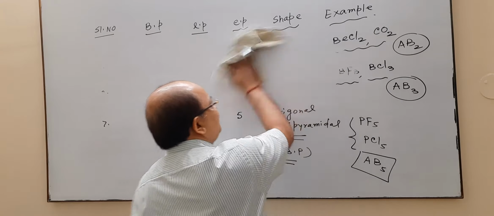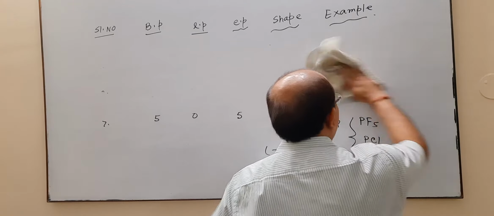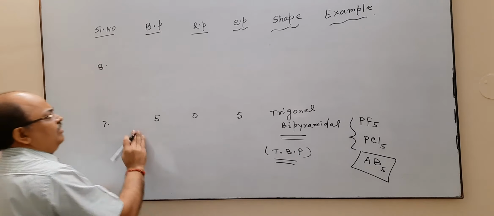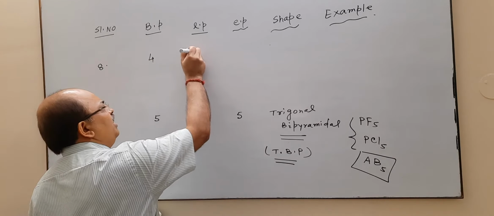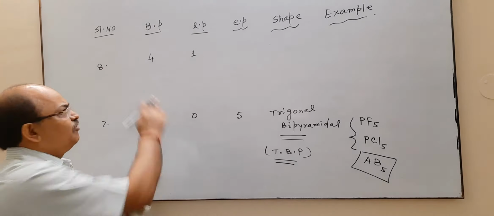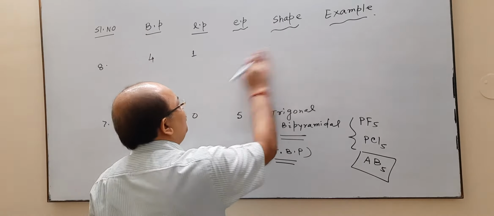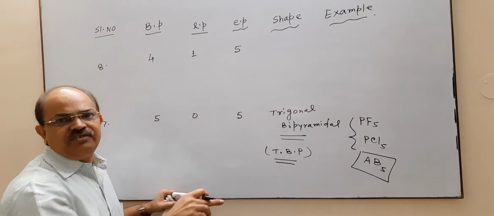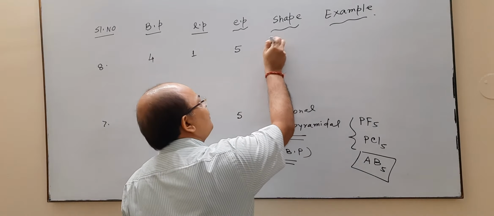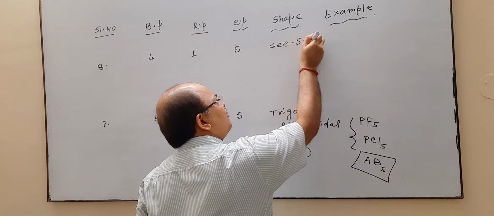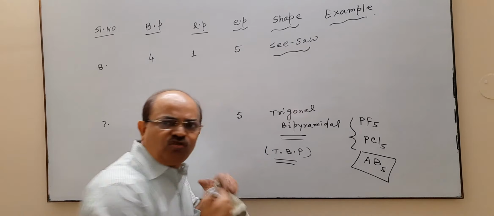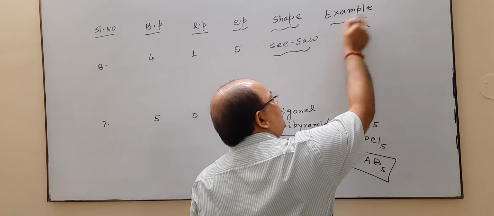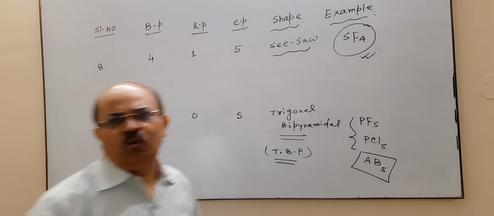Now if we consider serial number 8, say bond pair is 4 and lone pair is 1. Bond pair is 4, lone pair is 1. So the sum of bond pair and lone pair, it will be your 5. Add both and it becomes 5. In that case, shape is your seesaw shape. Example is your SF4, sulfur tetrafluoride.